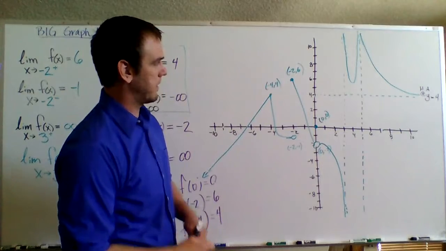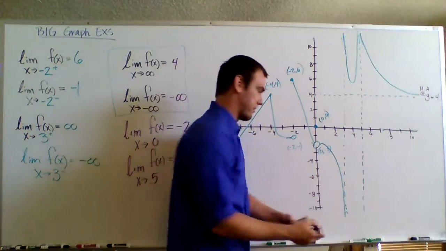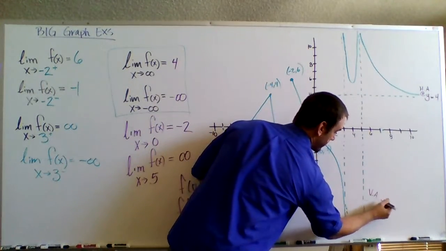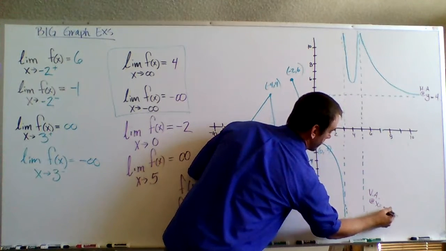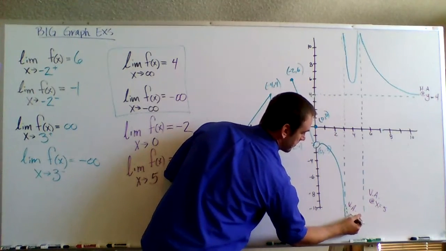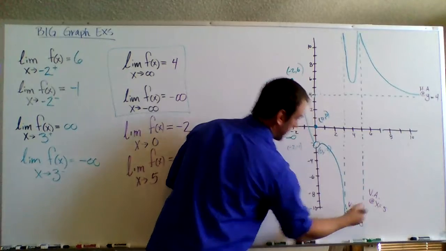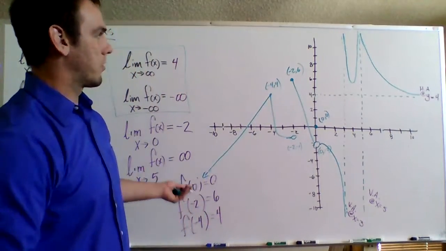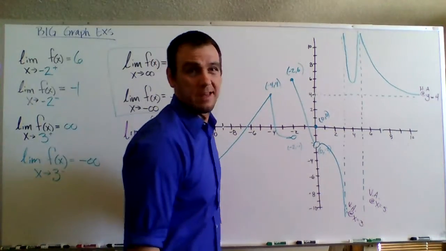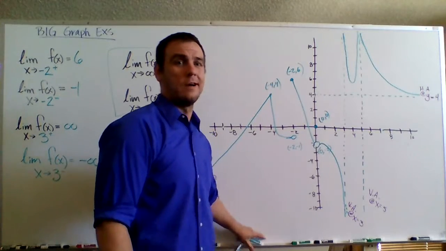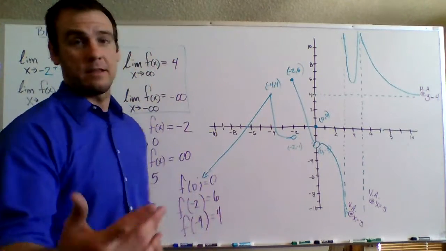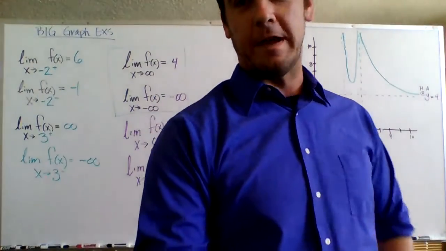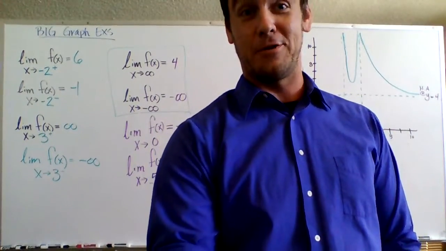Maybe your teacher wanted you to write your vertical asymptotes. The more things you label, probably the better off you're going to be, in all honesty. Alright, so that's it. Hopefully you guys got this figured out by now. If not, that is unfortunate for you.